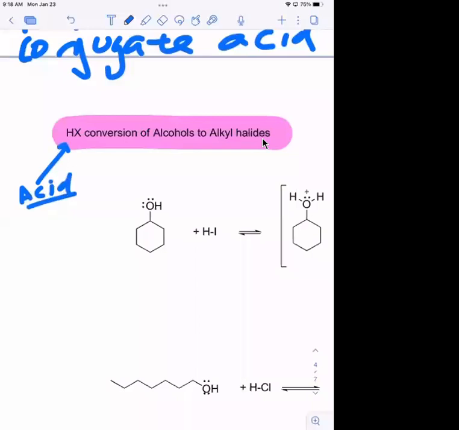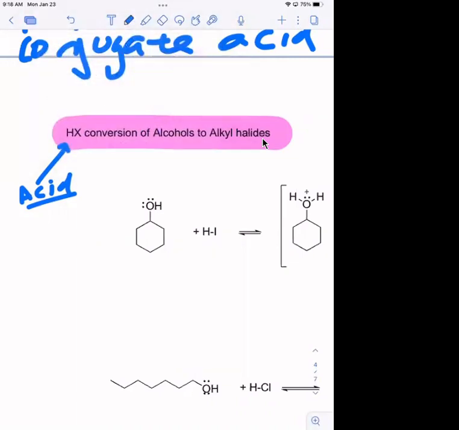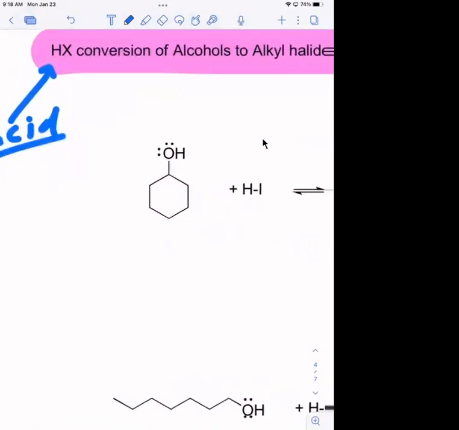Right. So the acid is going to be the source of my halogen. And then the alcohol, of course, is my substrate. So this is going to be a substitution. We're going to go through the mechanism as well, but even if you don't look at the product, where's the substitution going to happen?